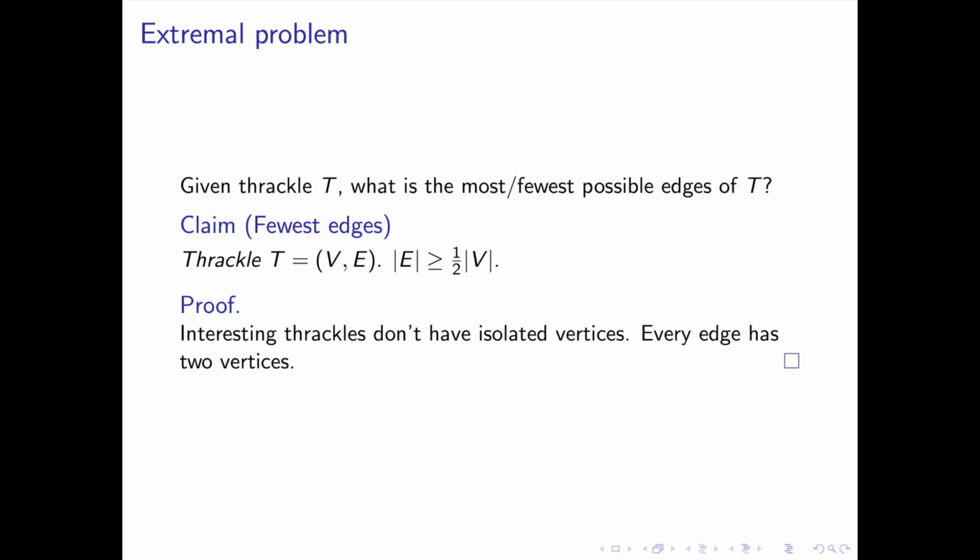In class, we studied extremal problems for planar graphs. For example, a planar graph with at least 3 vertices, so v is greater than or equal to 3, has at most 3v minus 6 edges. We can ask that same question for thrackles. What are the greatest and least possible number of edges? It's easy to prove that a thrackle with v vertices has at least 1/2 v edges, assuming we're not dealing with isolated vertices, since every edge has 2. Finding the greatest possible number of edges is much trickier.